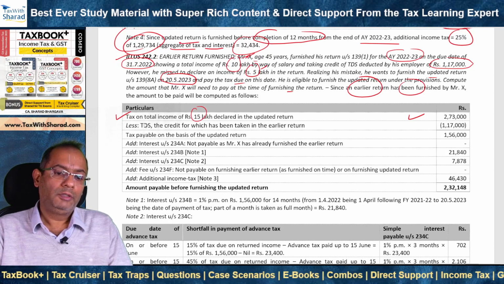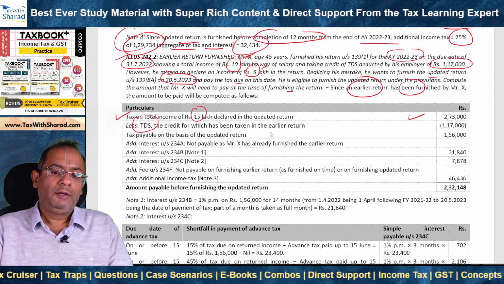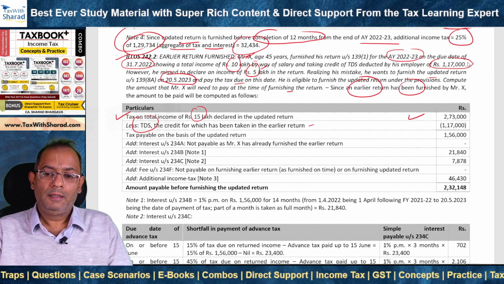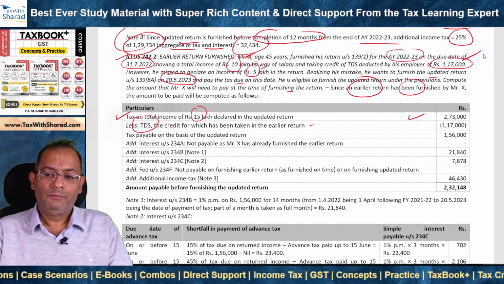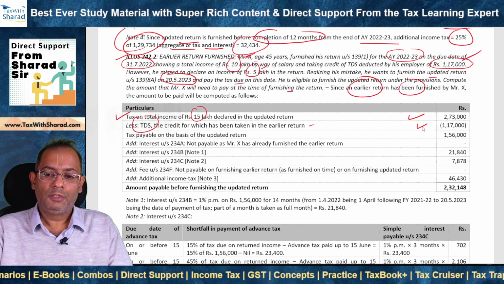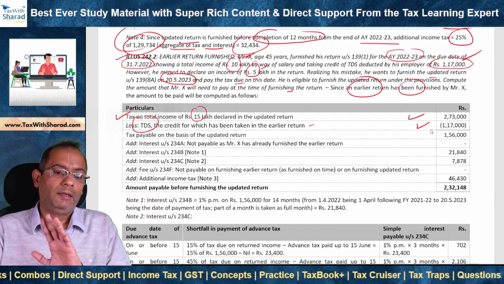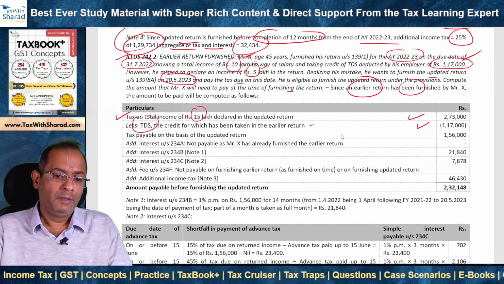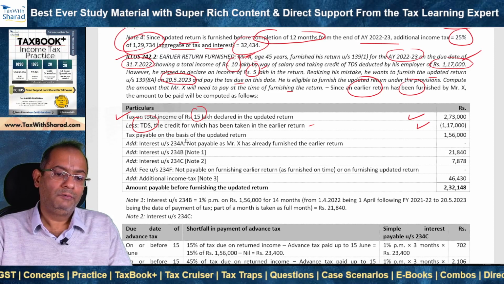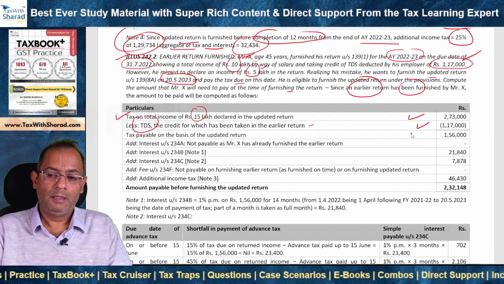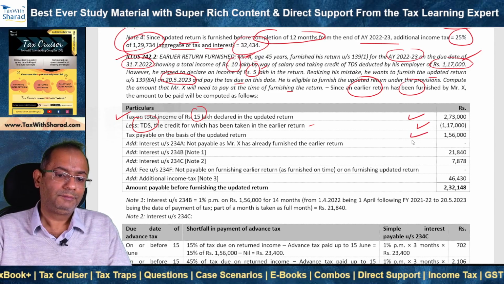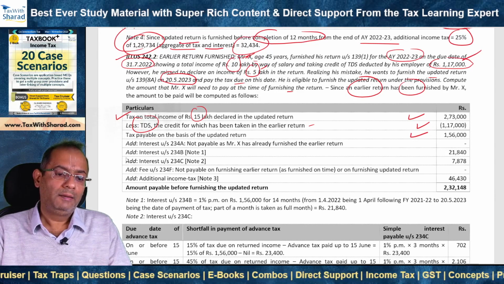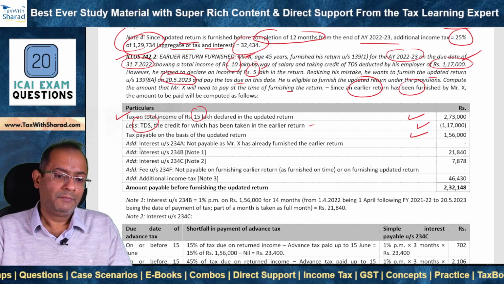Then we will reduce the TDS, the credit for which has been taken in the earlier return, and the TDS was rupees 1,17,000. So this is what we will deduct. There is no incremental amount of TDS or TCS in our case. So this will bring us to the amount of tax payable on the basis of updated return, which will be 1,56,000. Now we will add the amount of interest and fees.